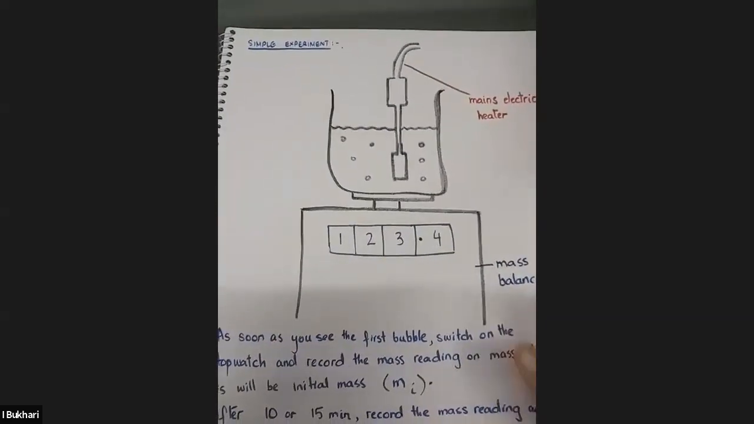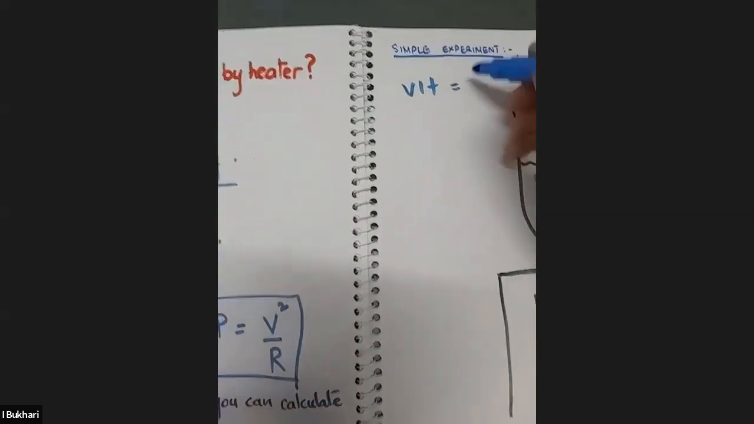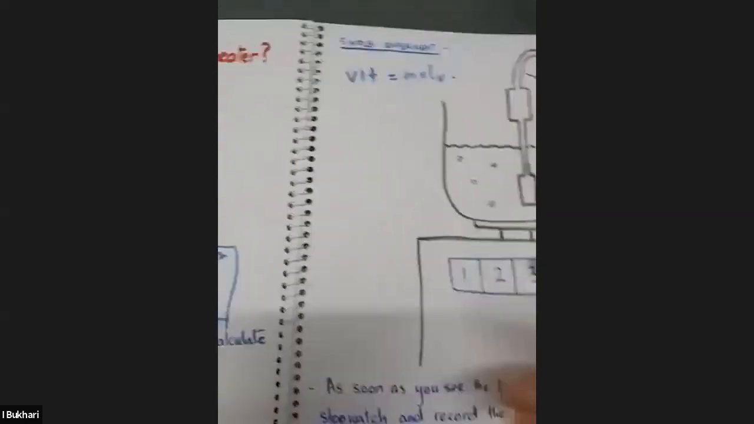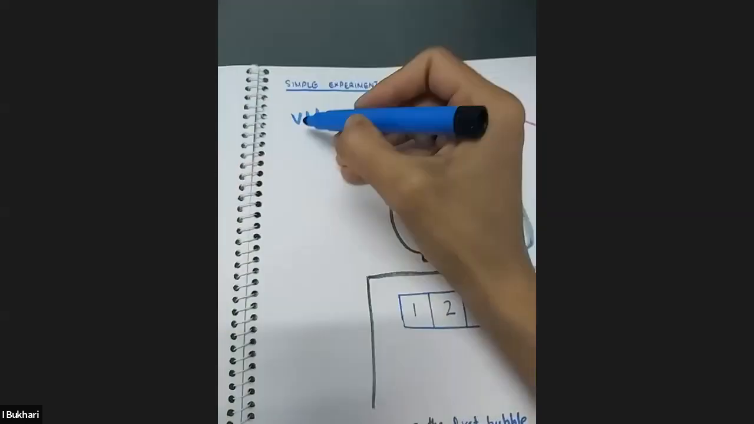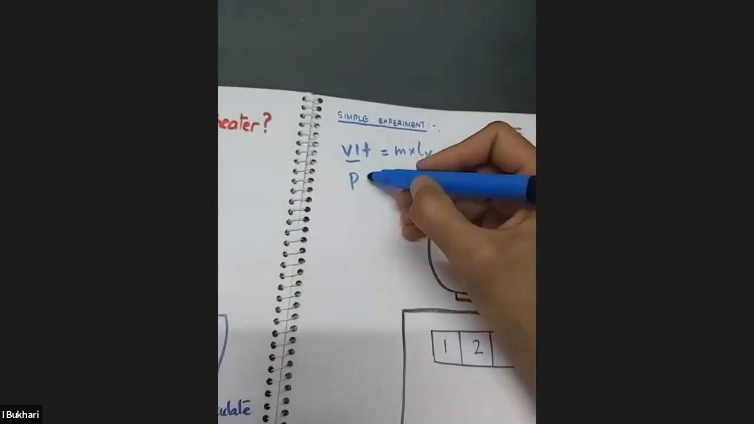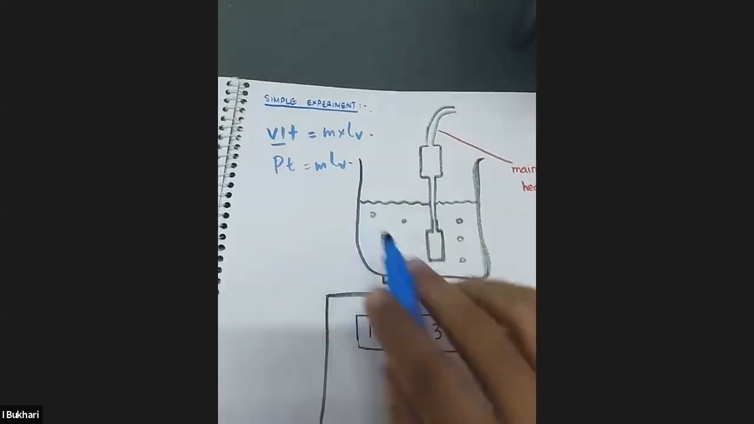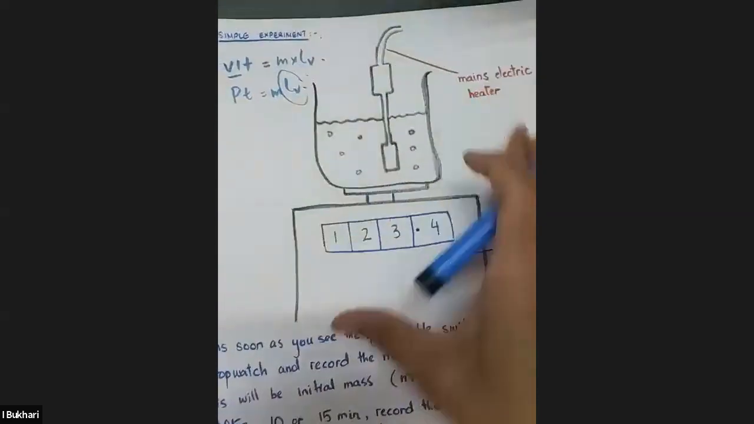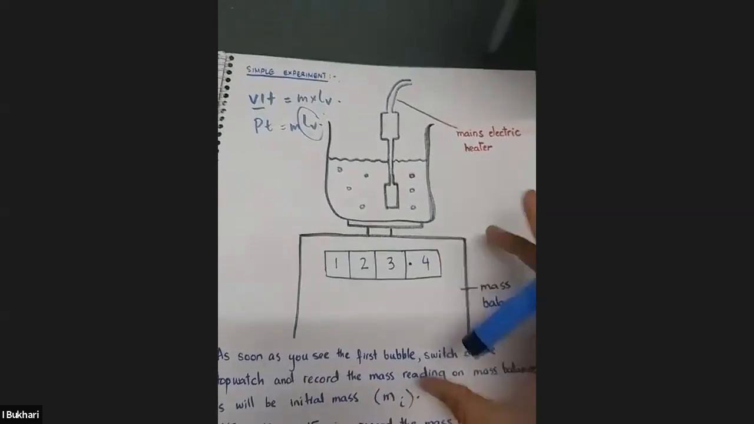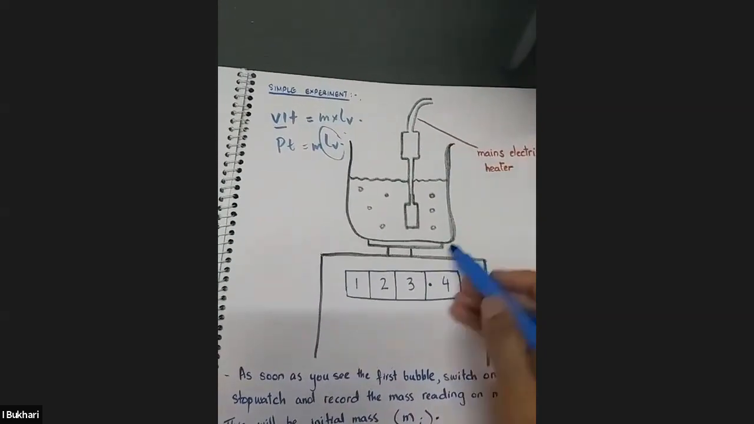What are we trying to do here? Simple. Keeping that equation in mind, which is VIt equals m L_V, some heaters have power written on them directly, so you don't need VI. Let's suppose we have the power given. So power multiplied by time equals m L_V. Keep the equation simple: power, time, mass, this we have to find out. So this is easy, simple apparatus. You can do this experiment this way as well. But yes, this won't be accurate. Why? Because you did not account for the heat loss to the surroundings.